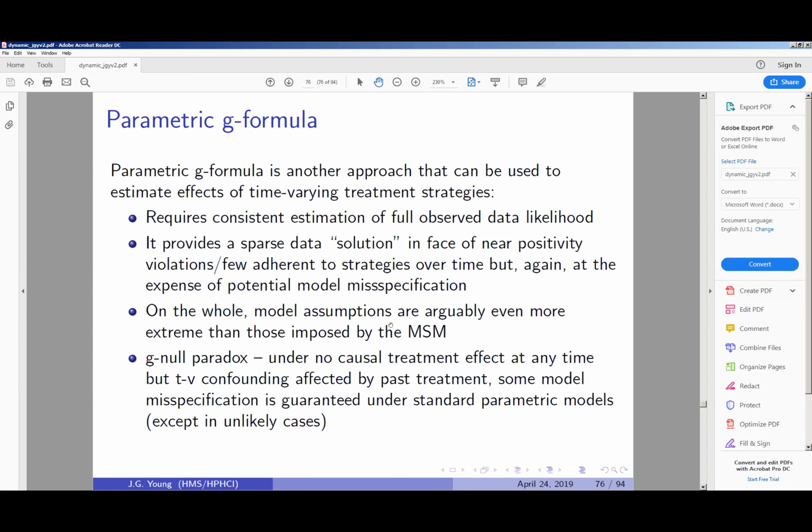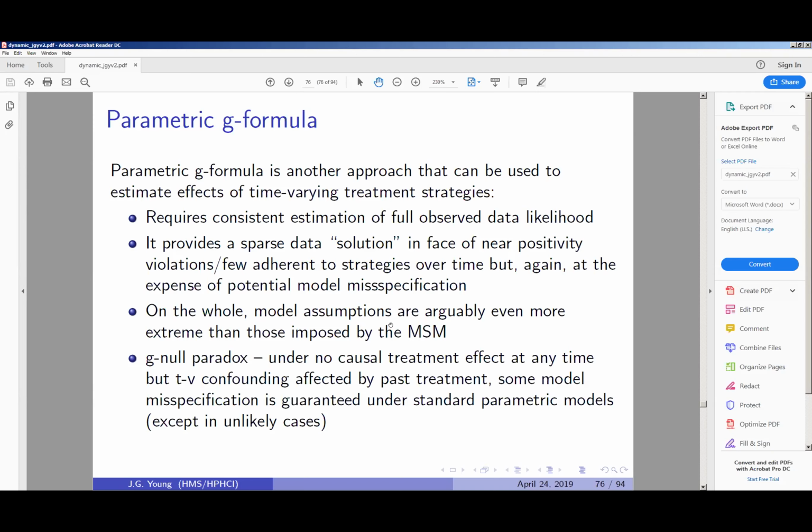It does provide one sparse data solution in the face of near positivity violations, and I put solution in quotes because it does so by imposing a lot of model assumptions. On the whole, you could easily argue that these assumptions are much stronger than those imposed by any MSM, although that really could depend on the scenario.